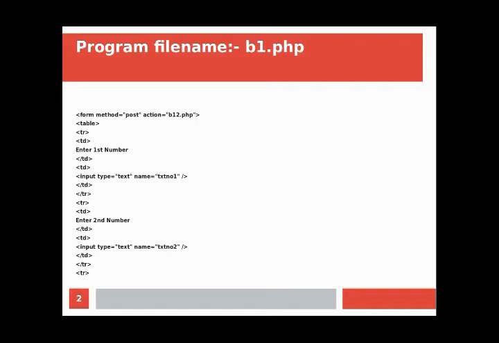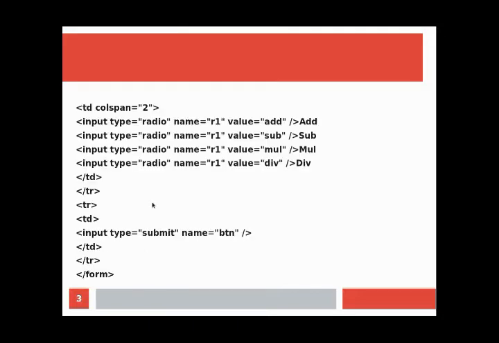Then close that td, close tr, and again tr. Then here td with colspan, column span equal to 2. To merge two columns, that's why column span is used. Then again input type equal to "radio", name equal to "r1", value equal to "add", and close that tag. Here we write add. So here we are creating the radio buttons, and we use r1 for add.